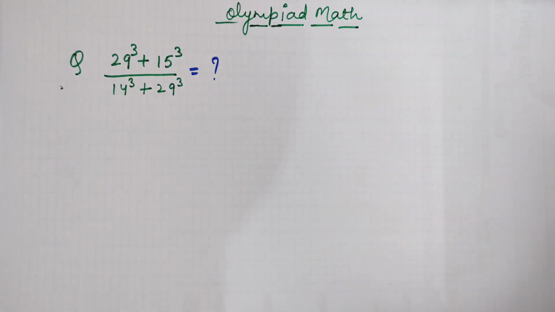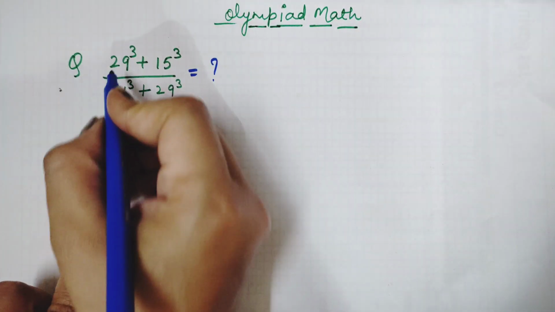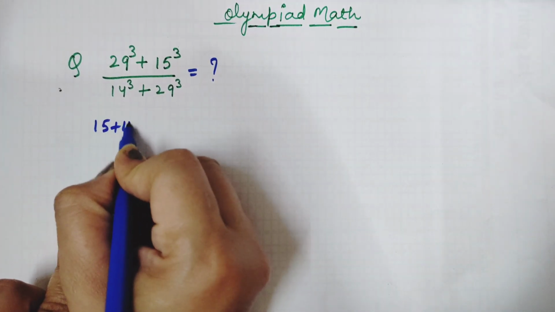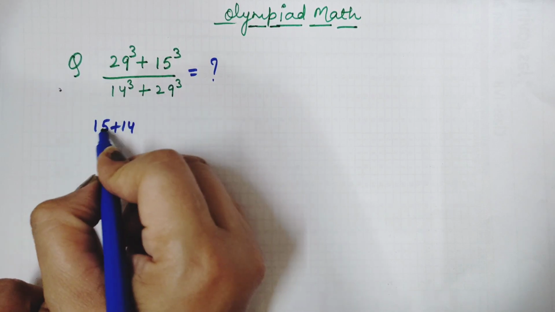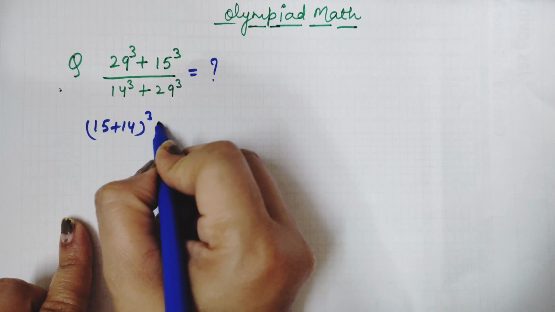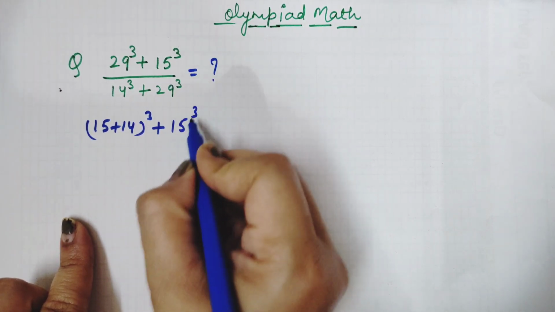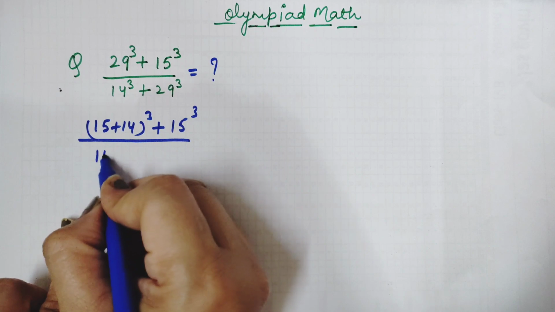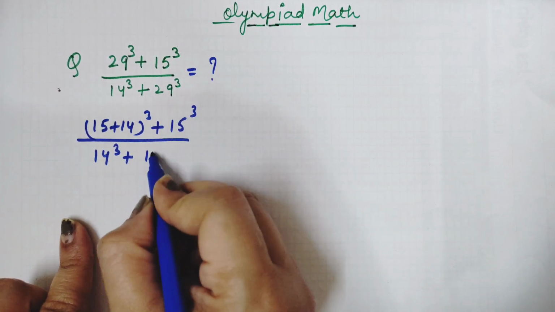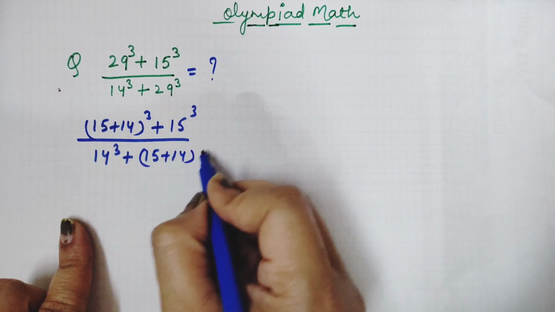So how to solve this question? By the tricky methods we are using here, we are also using some identities. 29 cube plus 15 cube. Can we break the 29 in terms of 15 plus something? 15 plus 14 equals 29. So we will write 29 cube as 15 plus 14 whole cube, plus the 15 cube upon 14 cube as it is, and this 29 cube is the 15 plus 14 whole cube.